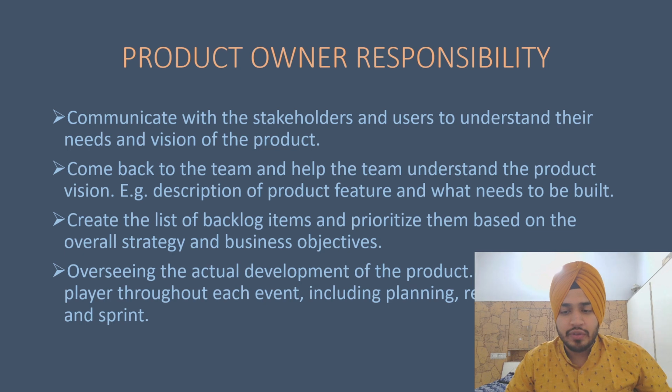Overseeing the actual development of the product, they are the key player throughout each event, including planning, refinement, review, and sprint. So there are various meetings or ceremonies in a sprint, as we have discussed in the previous video, such as sprint planning, backlog refinement, sprint review, sprint retrospective. So the product owner is the key player in all those meetings.